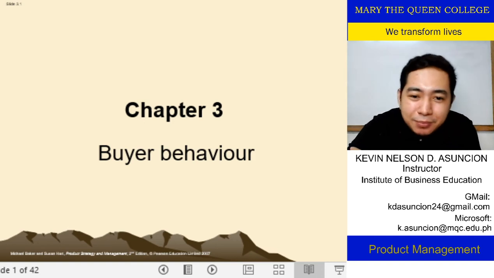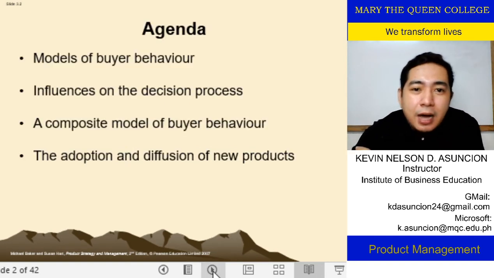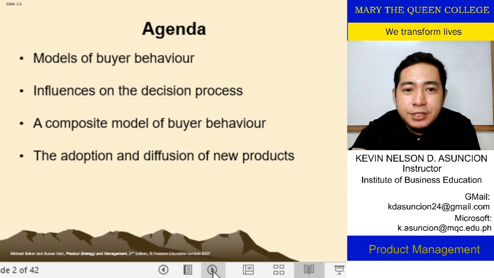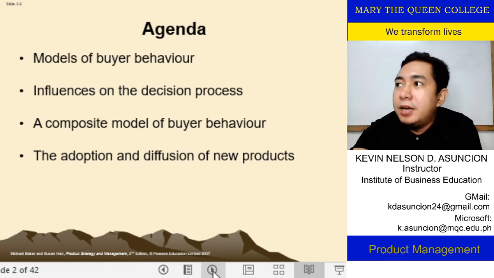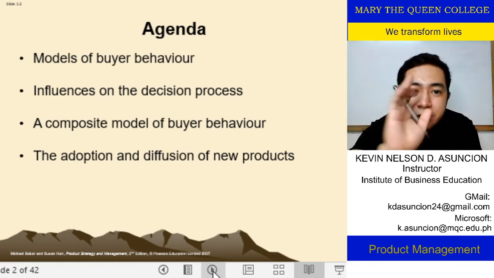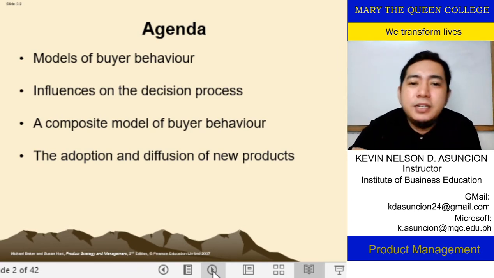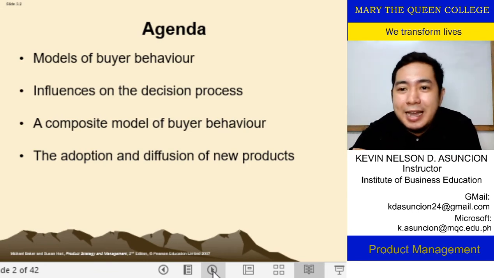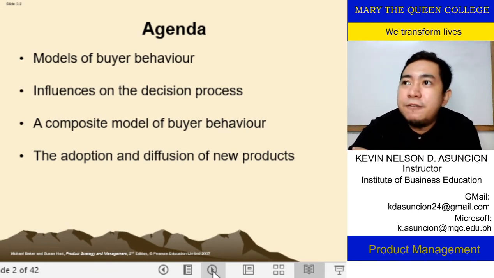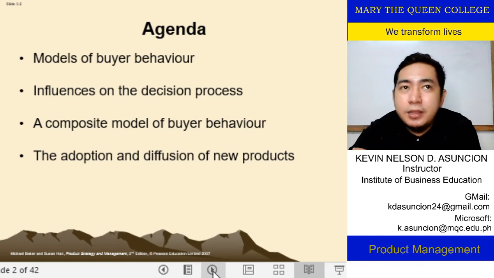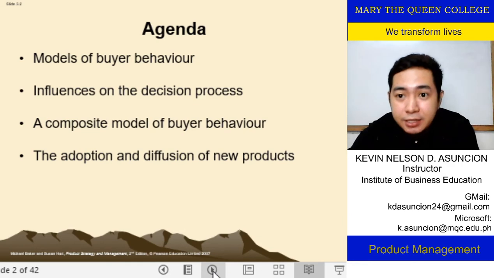Okay, so our main agenda for this session is models of buyer behavior, and then influences on the decision process, a composite model of buyer behavior, and adaptation and diffusion of new products. Last meeting, we've discussed different segments of a product, what affects the demand in terms of prices, and what kind of products are affected by elasticity, no? So you may go back to our YouTube video on that.